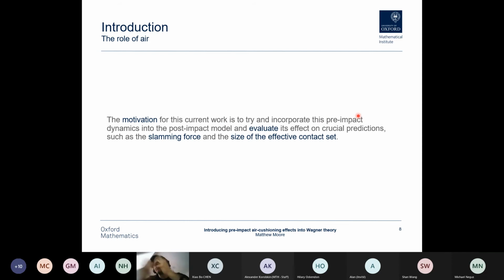So don't take the classical Wagner problem, but try and build in initial conditions that let us approximate this air motion. The outline of what I'm going to talk about is, I'm going to first go into a little bit more detail of this pre-impact dynamics to get the right length scales and understand what coupling is going on and find what the solutions look like. And then we're going to talk about how we build that into the post-impact dynamics.